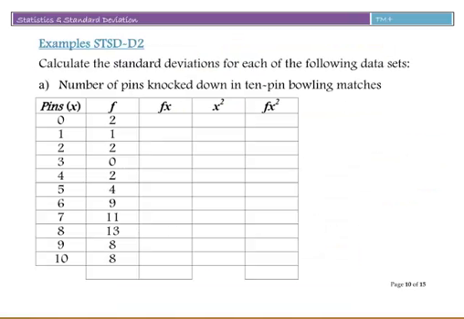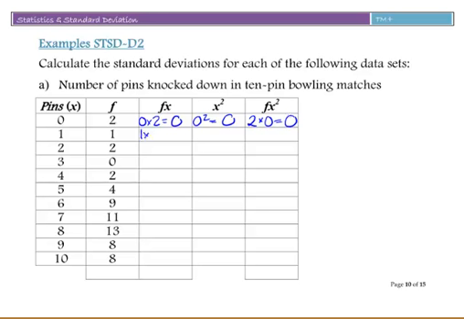So let's do an example. Here I have: calculate standard deviations for each of the following data sets. First of all, number of pins knocked down in 10 pin bowling matches. So here's my x and here's my frequency. So fx is going to be 0 times 2, which is 0. My x squared is going to be 0 squared, which is 0. My fx squared is going to be my f, 2, times my x squared, which was 0, which is 0.